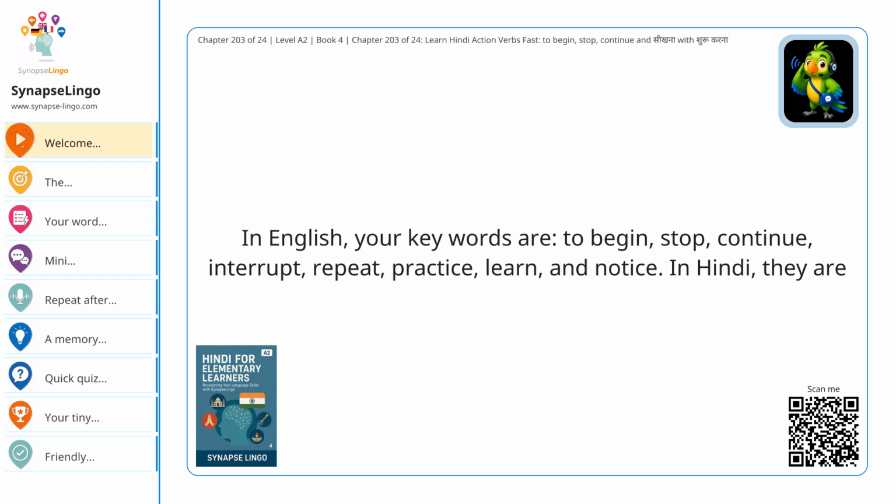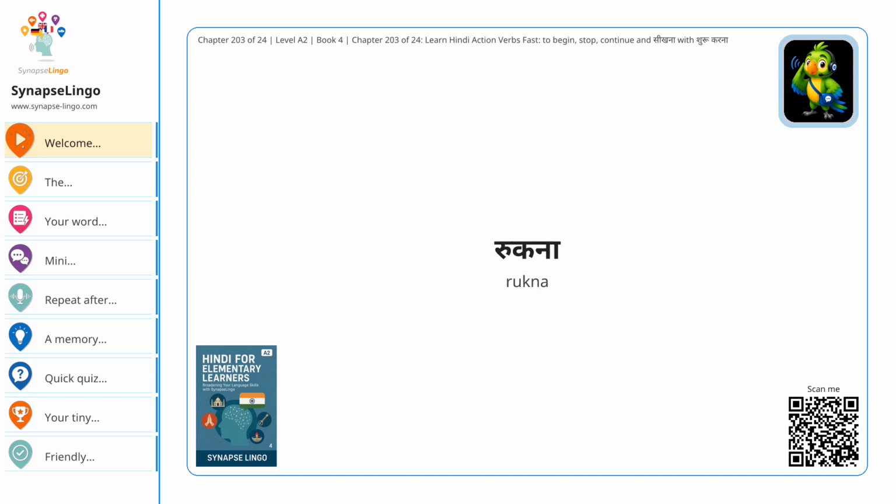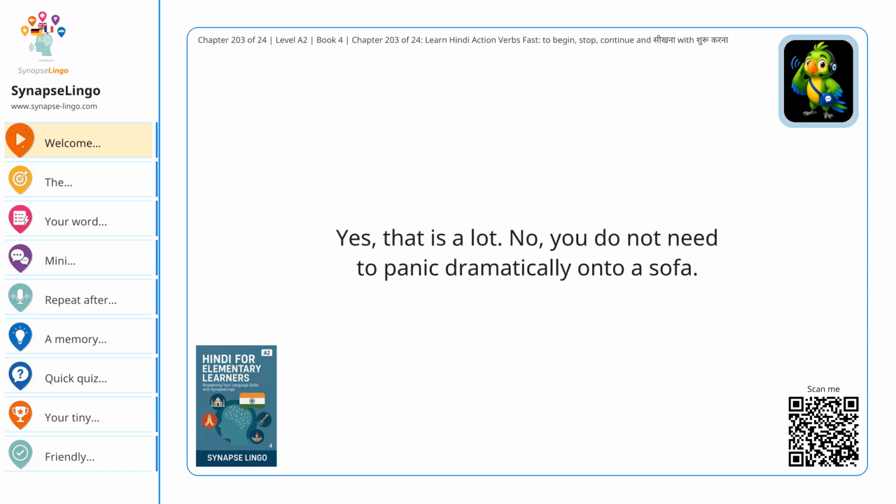In English, your key words are to begin, stop, continue, interrupt, repeat, practice, learn, and notice. In Hindi, they are शुरू करना, रुकना, जारी रखना, बाधित करना, दोहराना, अभ्यास करना, सीखना, and ध्यान देना. Yes, that is a lot. No, you do not need to panic dramatically onto a sofa.